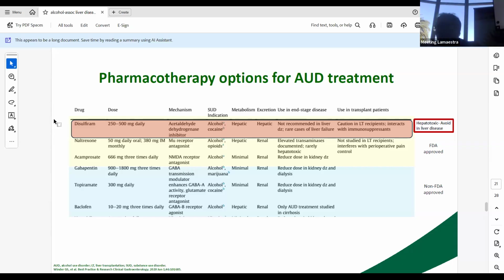What's your favorite one on here? Do you have one? I've been using baclofen based on your teaching, but we see a lot of patients when we send them to behavioral health or substance use. It's Vivitrol. That's the injectable, the monthly injectable. I think patients prefer that. Some of them take the oral, but many of them are on injectables.